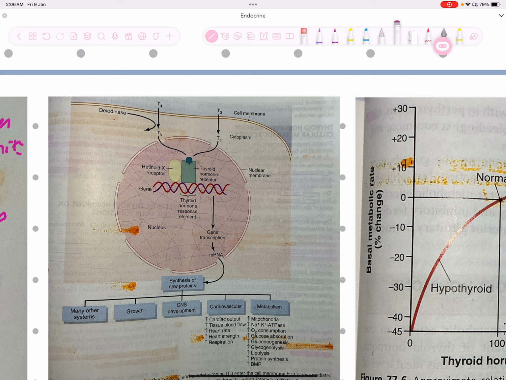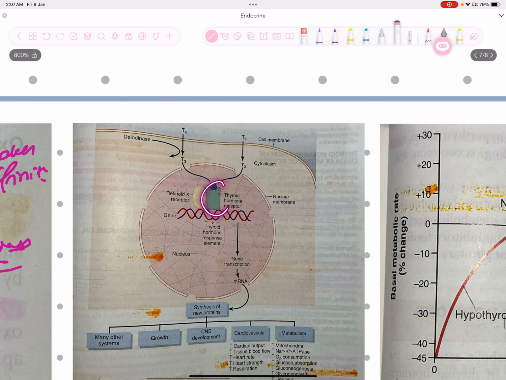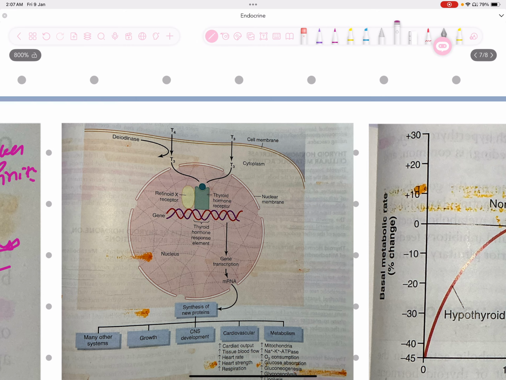Those proteins, enzymes, cellular proteins, or channels or transporters or whatsoever, are going to increase the generalized activity throughout the body. Now, the thyroid hormone receptor is an intracellular receptor, and it has high affinity for triiodothyronine. That's the reason triiodothyronine is more potent.